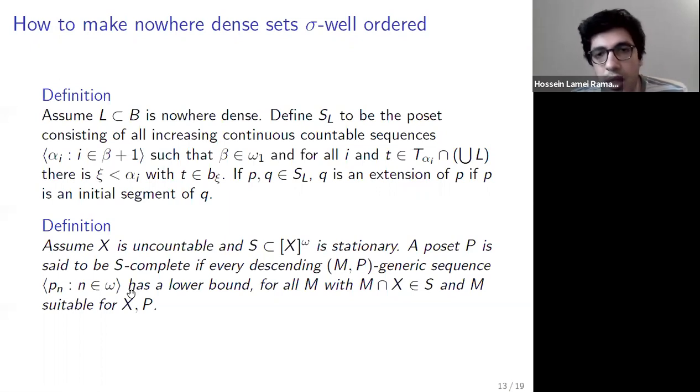Assume X is uncountable, and S, a subset of the countable subsets of X, is stationary. A poset P is said to be S-complete if every descending N-P generic sequence has a lower bound for all countable submodels M, which are coming from S.